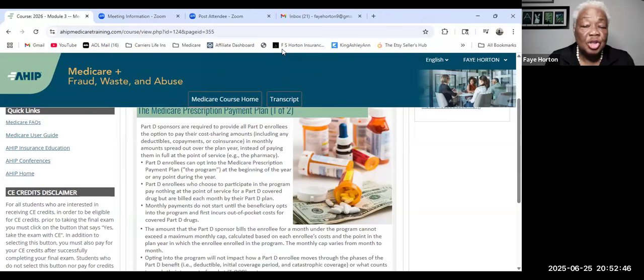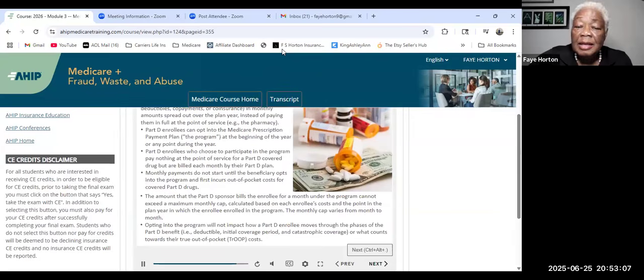Monthly payments do not start until the beneficiary opts into the program and first incurs out-of-pocket costs for covered Part D drugs. The amount that the Part D sponsor bills the enrollee for a month under the program cannot exceed a maximum monthly cap calculated based on each enrollee's cost and the point in the plan year in which the enrollee enrolled in the plan. The monthly cap varies from month to month.